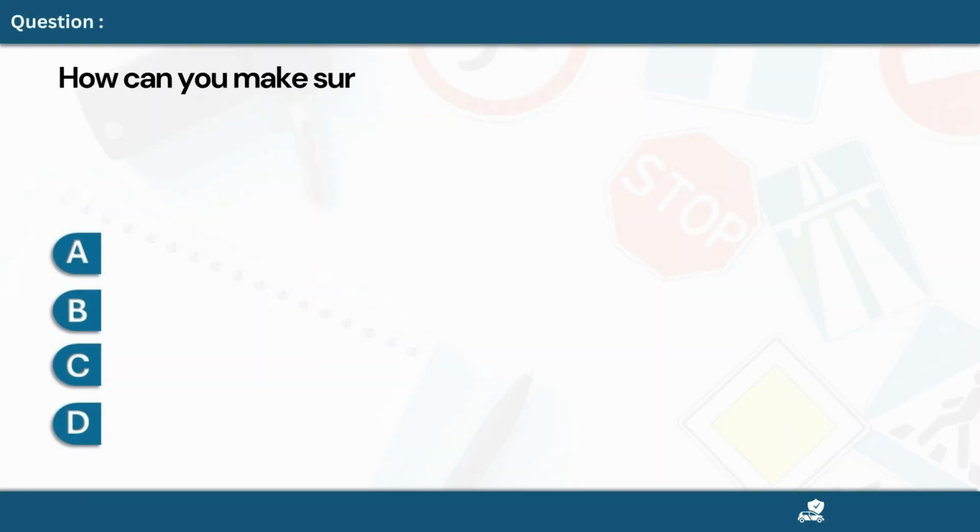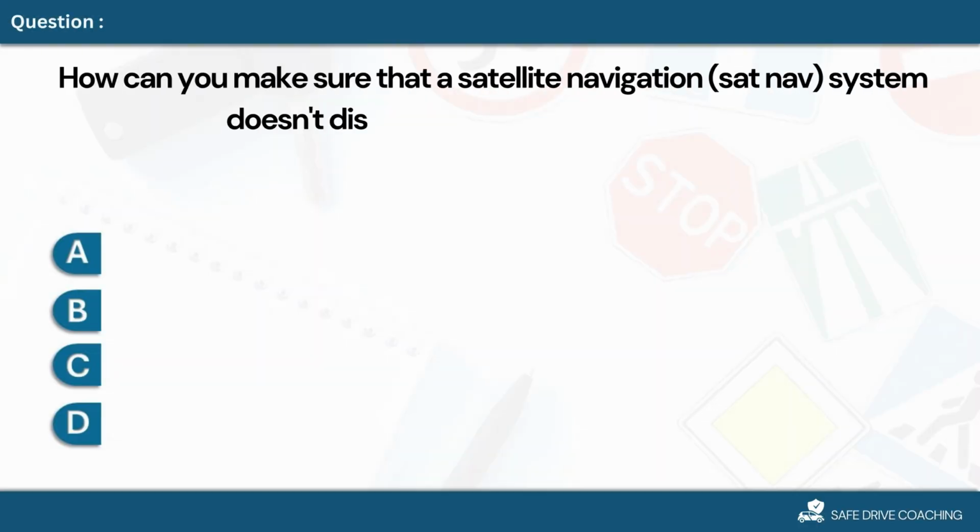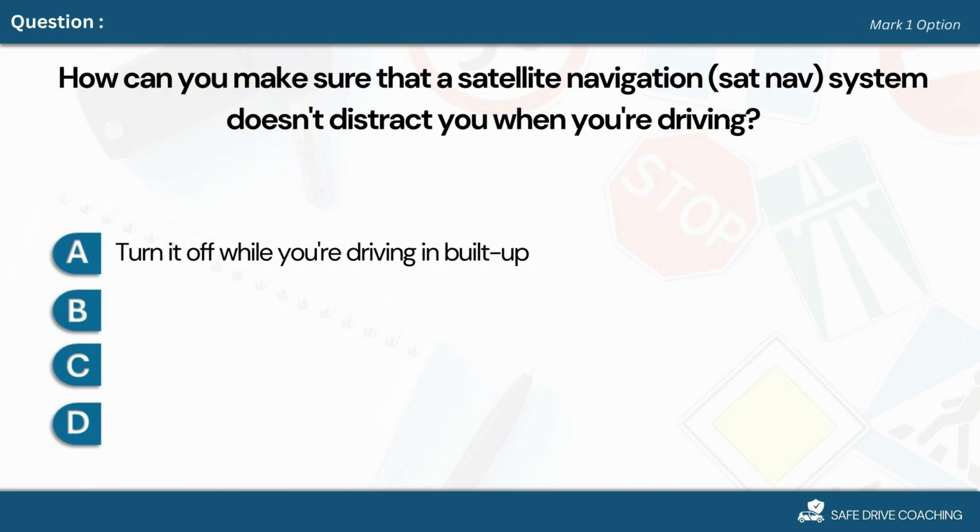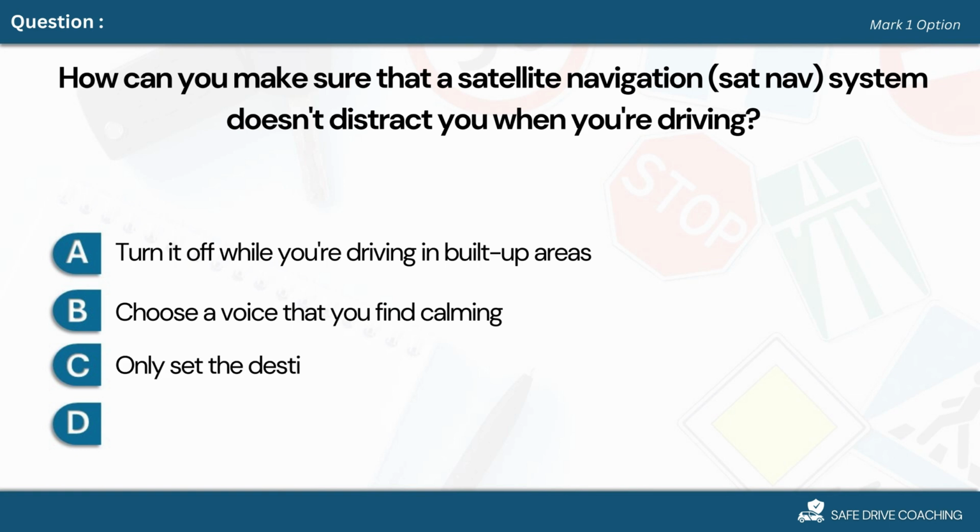How can you make sure that a satellite navigation (sat-nav) system doesn't distract you when you're driving? A. Turn it off while you're driving in built-up areas. B. Choose a voice that you find calming. C. Only set the destination when you're lost. D. Set it before starting your journey.